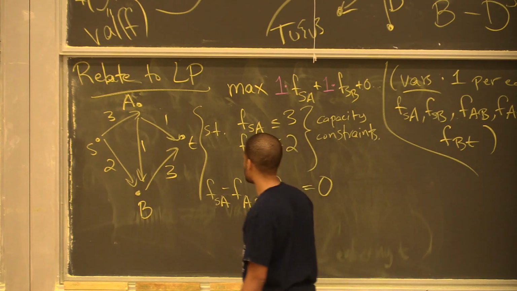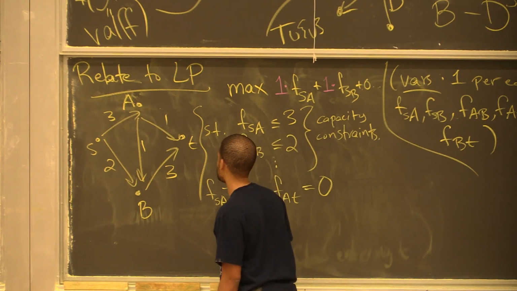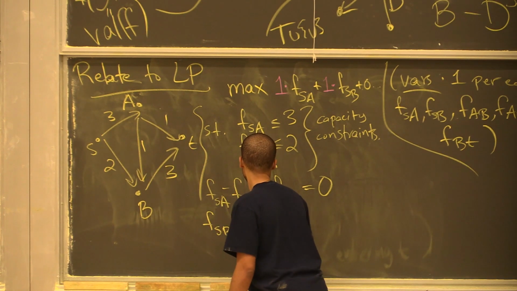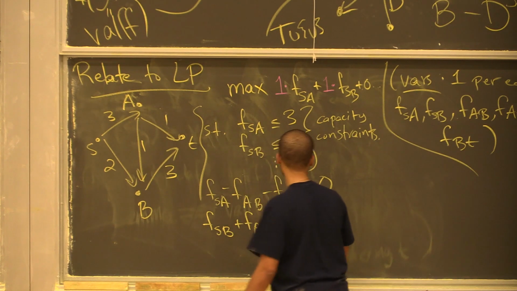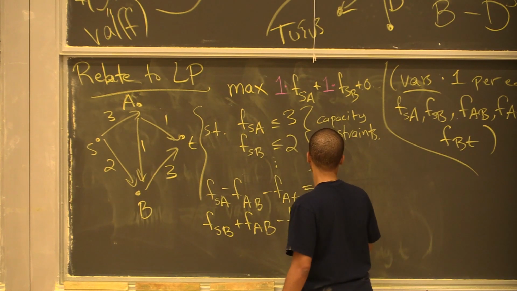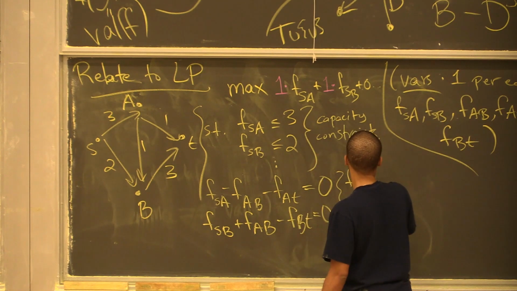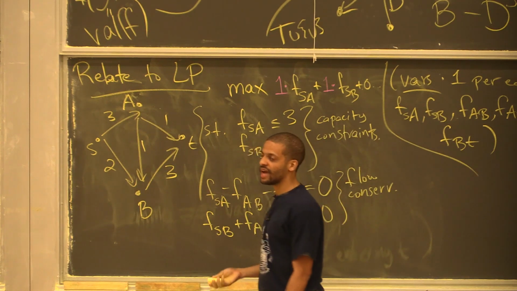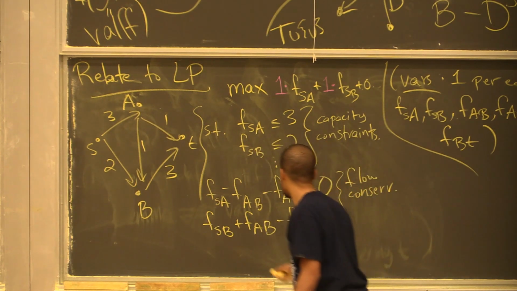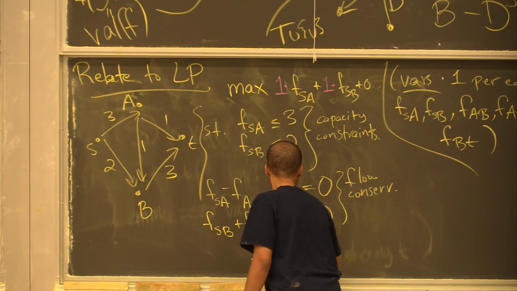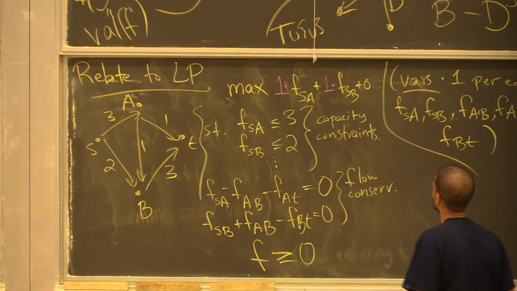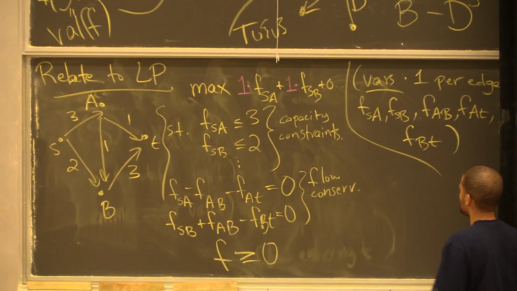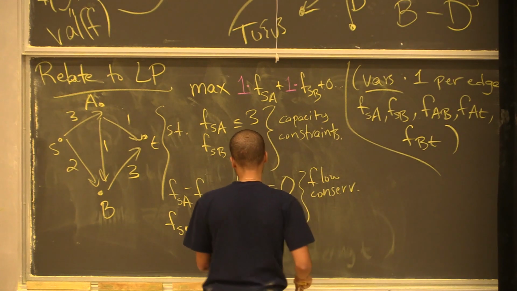And then I also have something for B, which is that the flow into B, which is FSB plus FAB minus FBT, is also equal to 0. This is flow conservation. And then I also have that every entry of F, all these 5 variables, has to be non-negative: non-negativity of flow. Okay? So that's the linear program that corresponds to this graph. Let's try and write its dual.